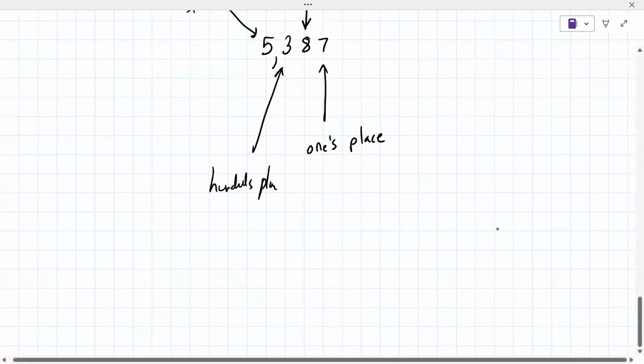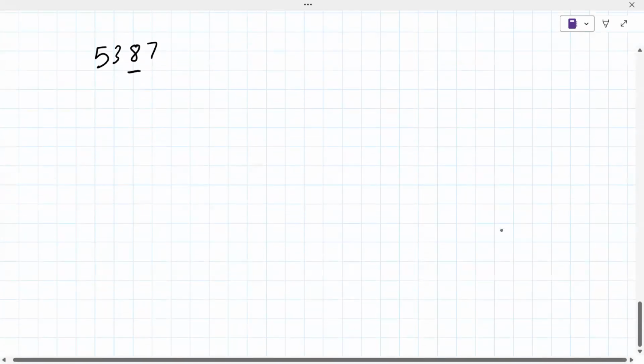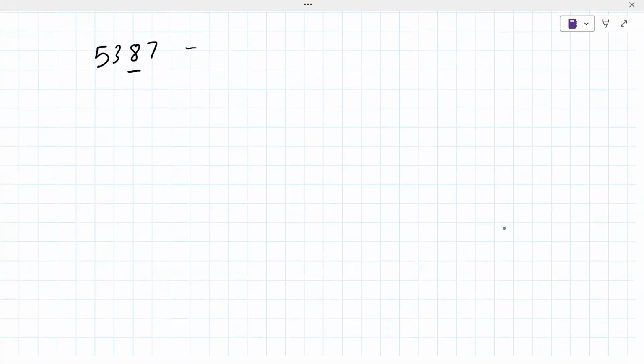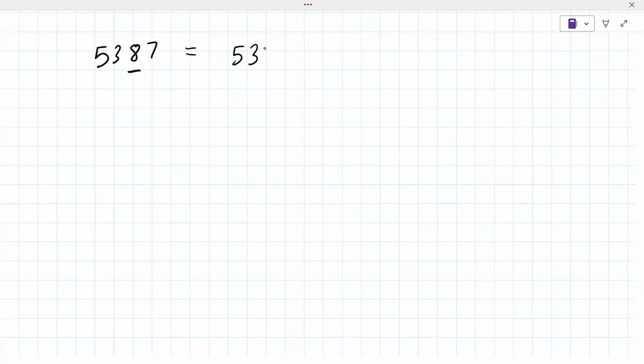Okay, so now let me rewrite the number here. 5,387. And let's say we wanted to round to the nearest 10. Do you remember the rules for this? So give me the full number. Just read the digits. Tell me the digits, the whole thing from left to right. 5390. Very good.